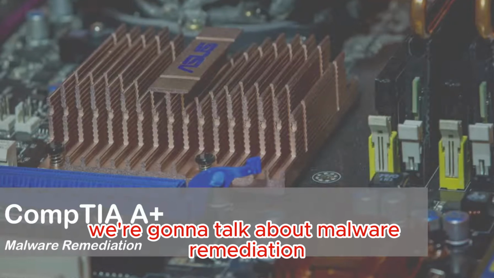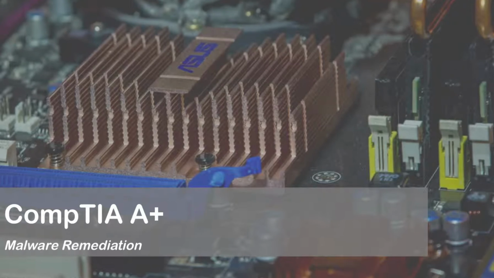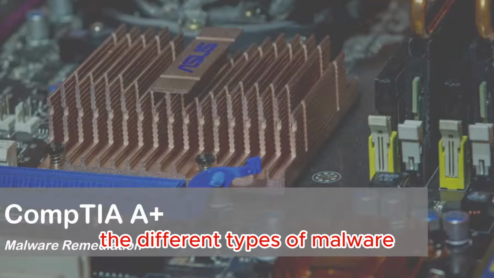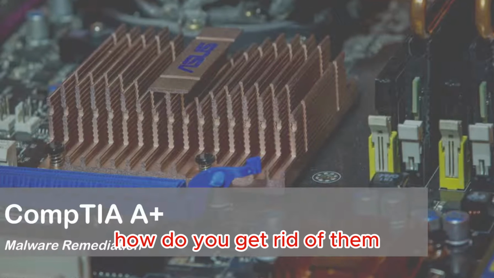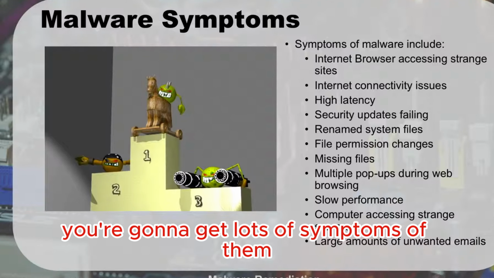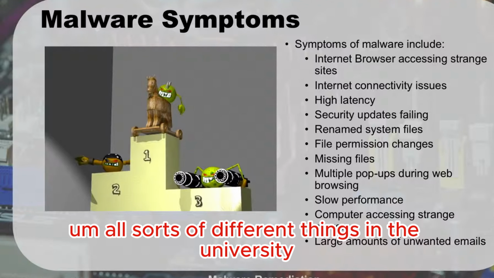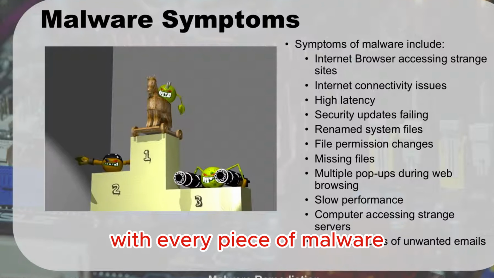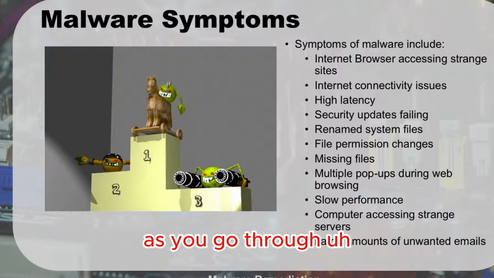So in this lecture, we're going to talk about malware remediation. We talked previously about the different types of malware, and now we're going to talk about what you do when you get them, how you get rid of them. When you have malware, you're going to get lots of symptoms of all sorts of different things. You're not necessarily going to get all these symptoms with every piece of malware, but you will get a lot of these symptoms as you go through.